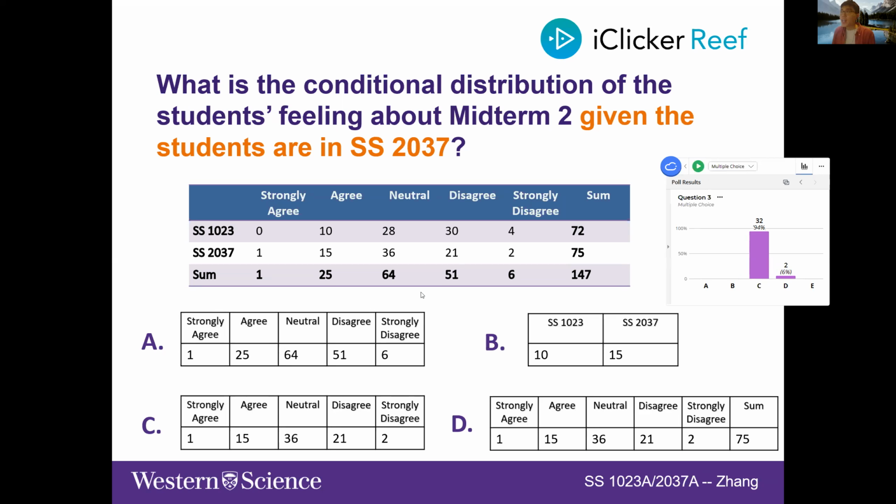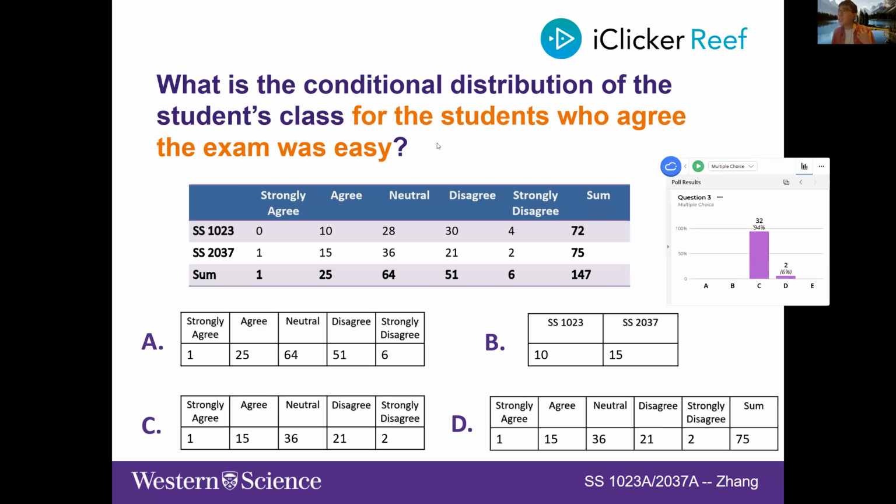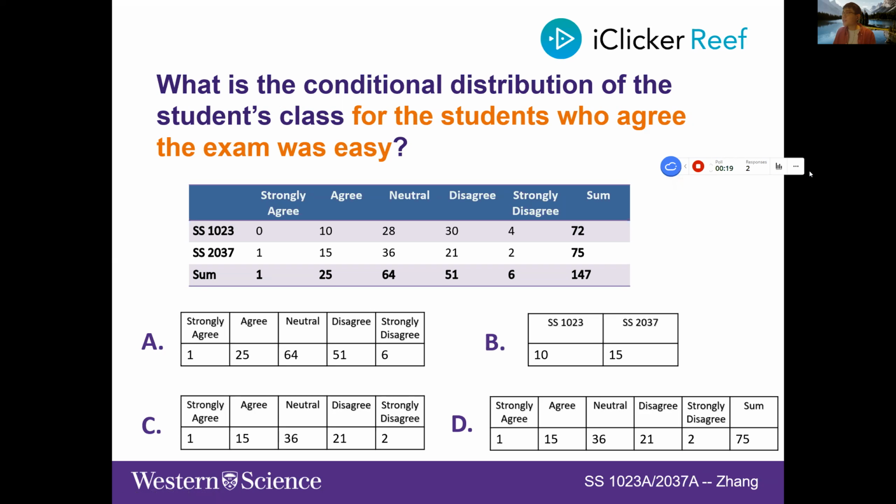Okay, so right now we are talking about this problem, then we're going to change the wording of the question. What if we say the question is, we are studying the conditional distribution of the students' class for the students who agree the exam was easy? What about this? Again, when we're trying to figure out the conditional distribution, first of all, look at what variable we are studying, and secondly, what is the condition we are talking about.